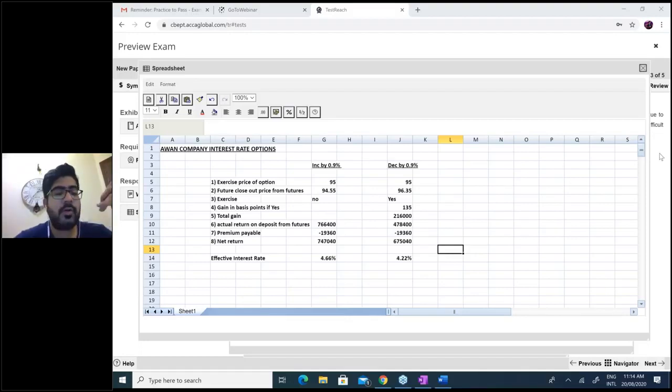Evelyn, in deposit, you are not worried about increase in interest rates. You are worried about decrease in interest rates. You are worried that interest rates may go down in deposit. So see that.